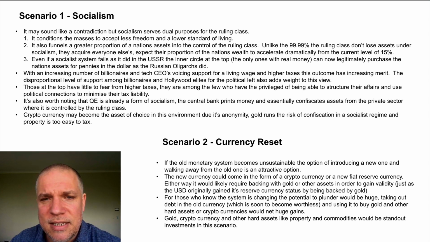So under this scenario, a currency reset, gold would have to be standout. I think a hard asset's going to have to back a new currency to get confidence for it. So I'm going to say gold's number one asset of choice under this scenario. But cryptocurrencies and other hard assets like property and commodities will also be standout investments. If the old currency is failing and going to disappear, any hard asset is the answer, is where you want to be.